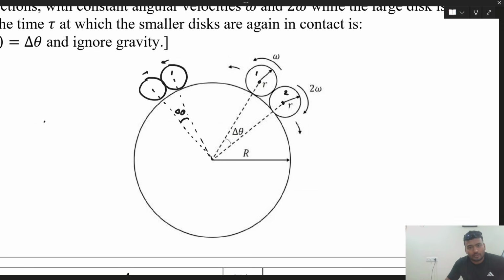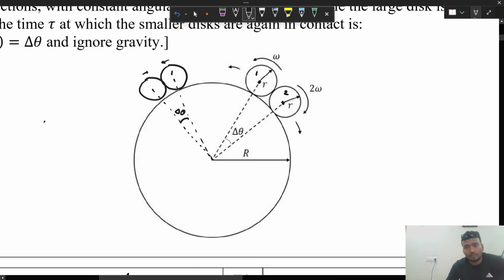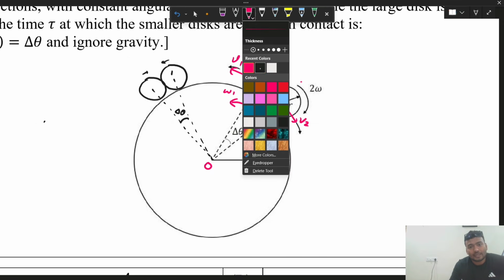Now let me take one thing here. If you imagine, this one is revolving about this O with omega 1, and that one is going about the center with omega 2. Let's suppose this is V1 and this is V2. So how to connect these?